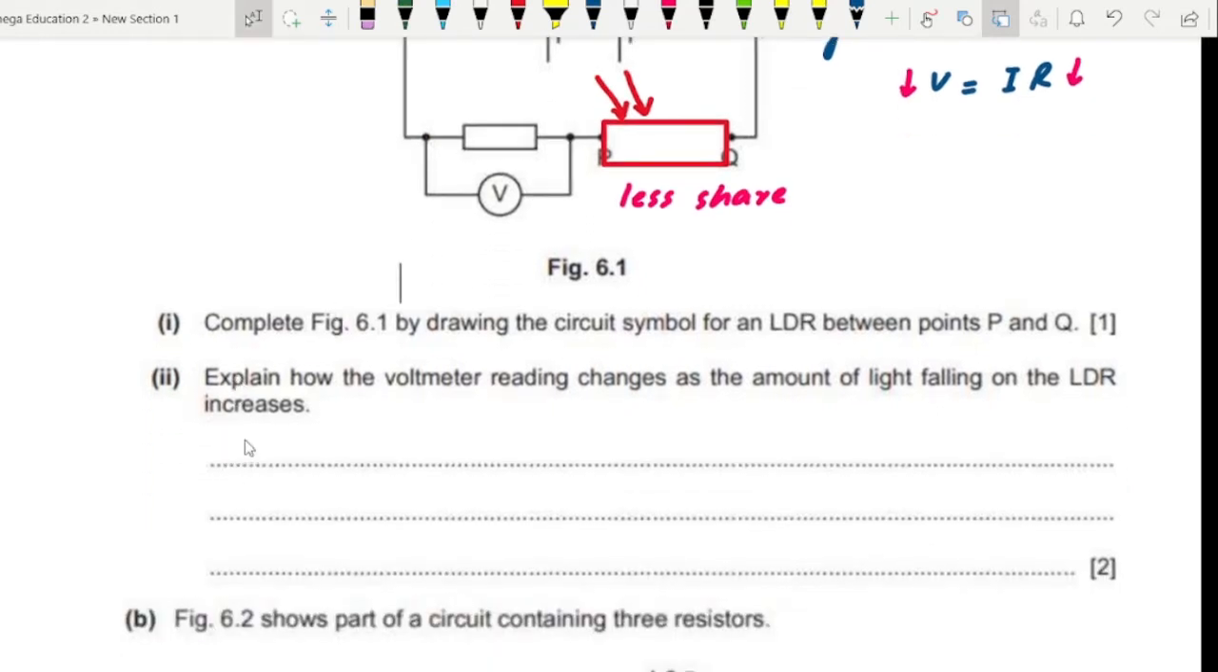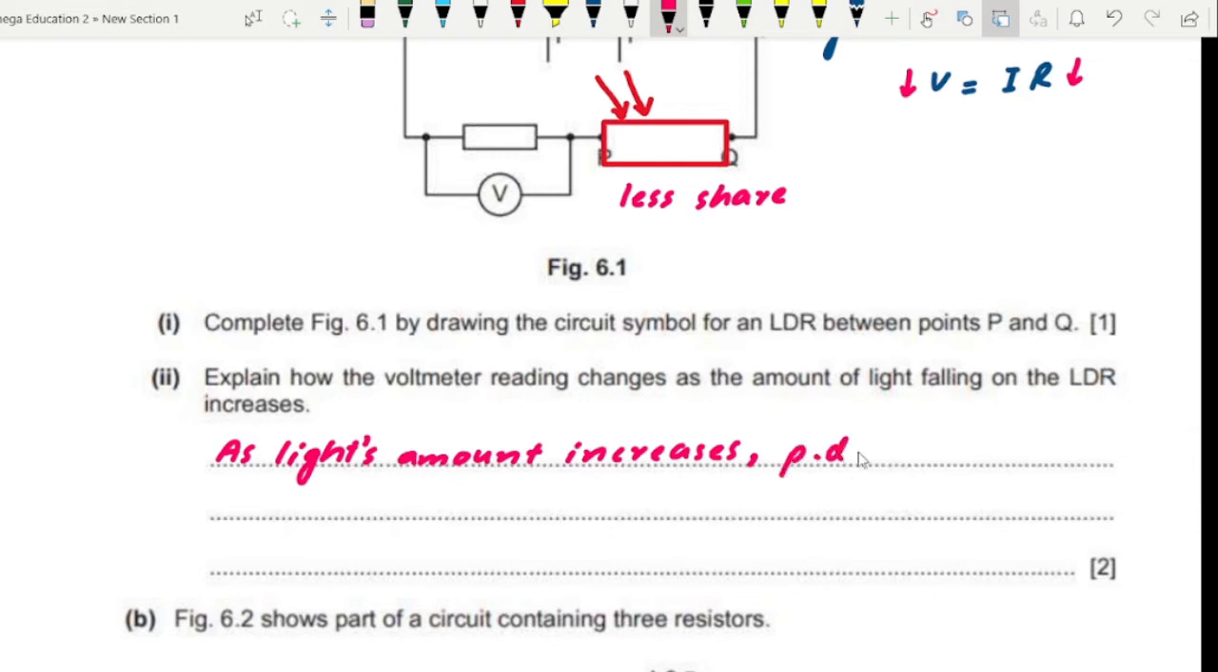So as the amount of light increases, or intensity, whatever you want to write, the potential difference across the LDR decreases, due to reduced resistance.